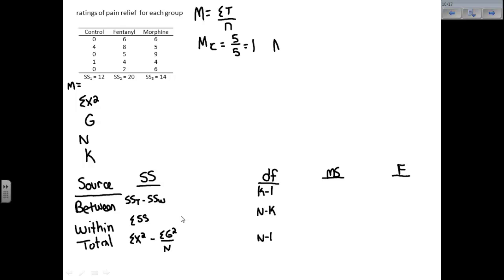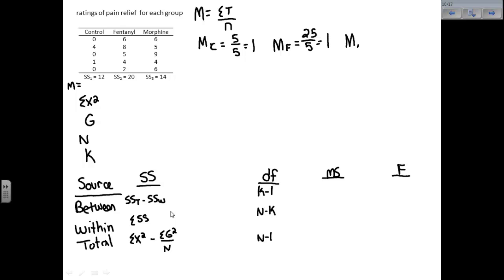If we find the mean for the fentanyl group, and I'm just finding these means because I want to look at the means to see how different they are, and I also want to have those when I calculate my Tukey's post hoc analysis if I find that these are significant. So the mean for the fentanyl group, 6 plus 8 plus 5 plus 4 plus 2 gives me 25. 25 divided by 5 is 1.